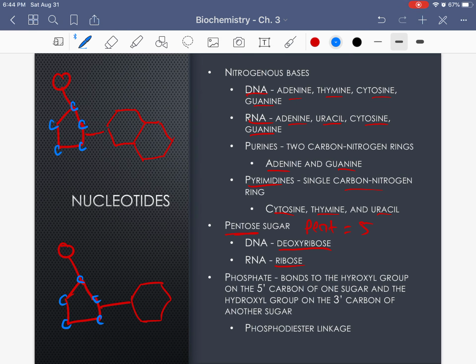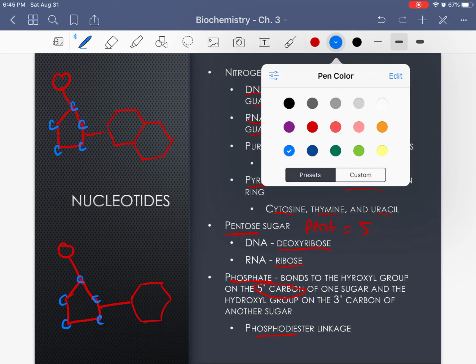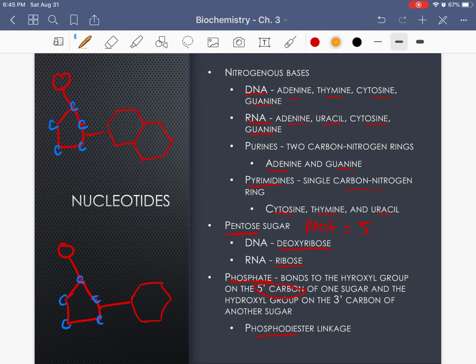Right. When we bind nucleic acids together, the phosphate of one nucleic acid is going to bond to the hydroxyl group of the 5-carbon of the sugar on another group. Right? And that's our phosphodiester linkage. So literally, let's do orange here. This phosphate right here is going to bind right here, and that's going to join them together.